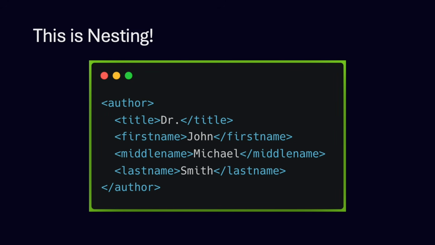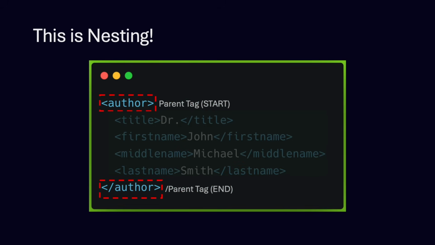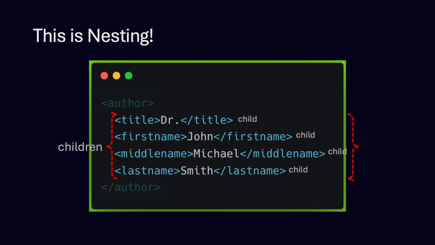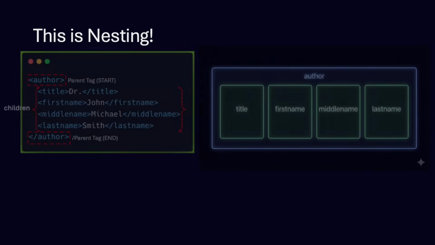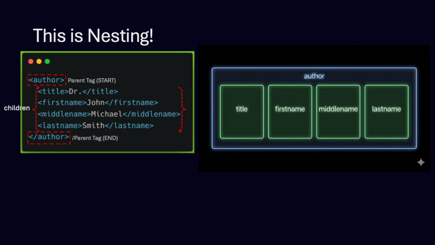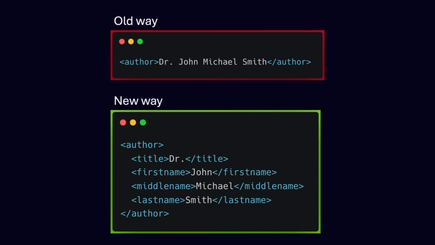In nesting, we have a parent-child relationship. The author tag is the parent, and the title, first name, middle name, and last name are its children, its subparts, if you will. All the child tags are related to their parent. That's why they are inside that parent tag. They belong inside their parent. With this approach, each piece of information is now explicit and labeled. No guesswork. Very good. Let's go and change our BTML format.